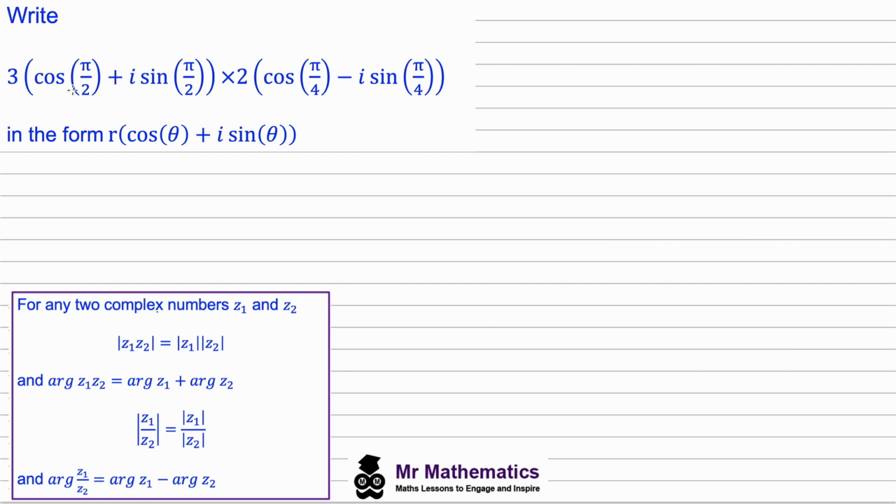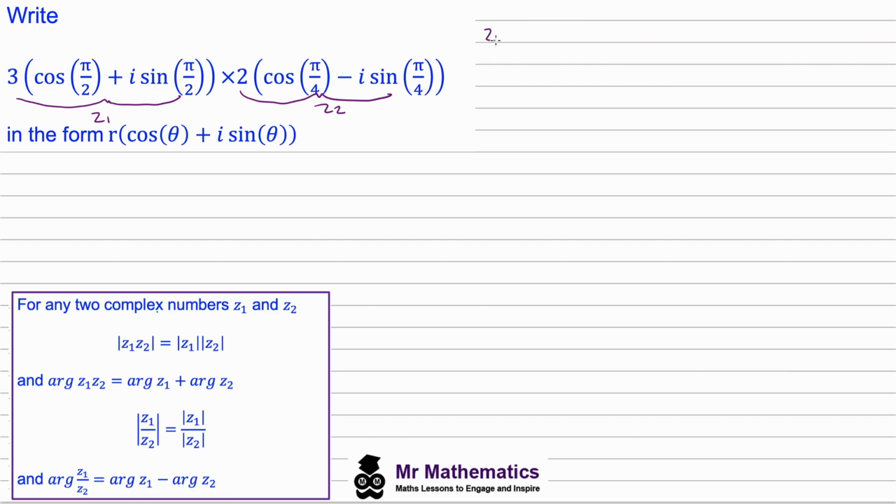Okay, so we've been asked to work out the product of these two complex numbers in modulus argument form. If we call this complex number Z1 and this complex number Z2, the problem we have is that we can't use these properties because the second complex number, Z2, isn't in modulus argument form. Can you see that this negative should be a positive? So before we can work out this product, we need to work out how to write the second complex number in modulus argument form.